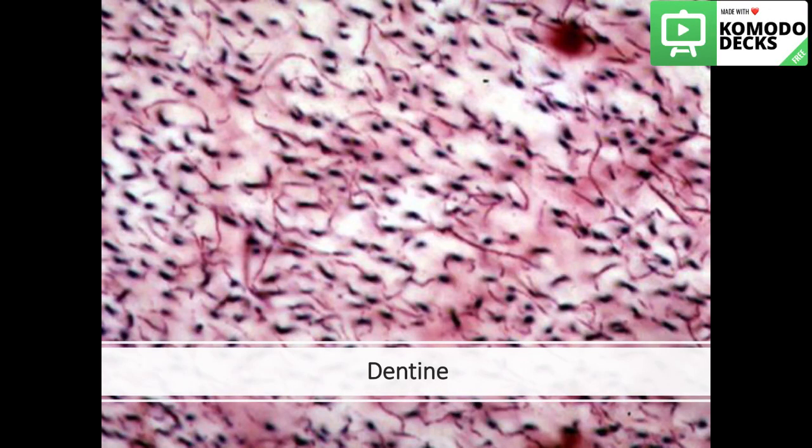A high percentage of collagen fibrils can be seen in the dentin, as you can see in this picture. It stains these fibers. As we discussed in the lecture, the main type of collagen that is seen in dentin is collagen type 1. 90% of the collagen found in the dentin is collagen type 1.